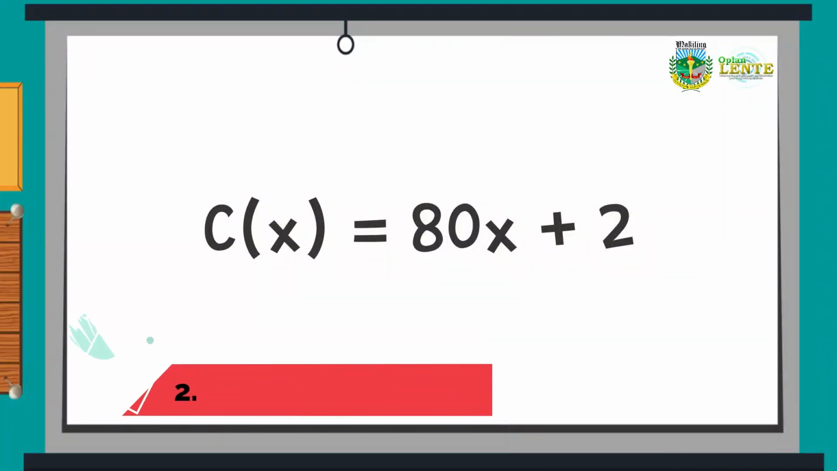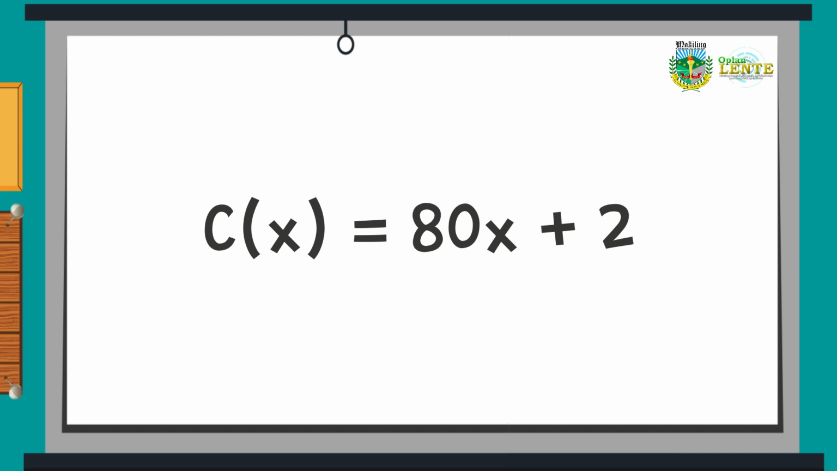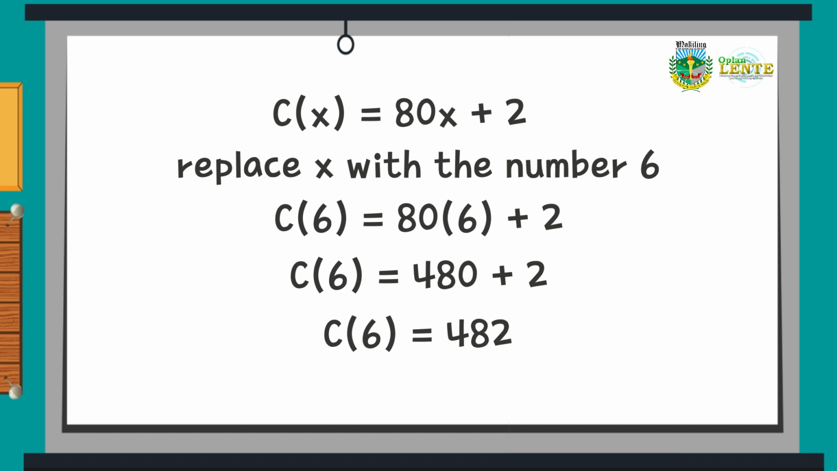Next, step 2. Devise a plan. We can solve the problem if we use the given formula. C of X is equal to 80x plus 2.